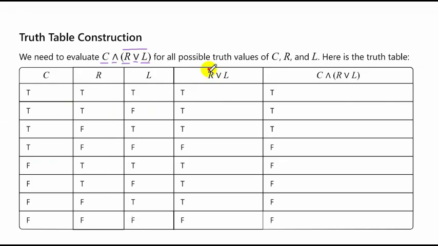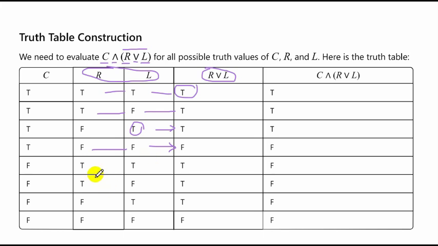Alright, so the OR table will check first. So OR table says either R or L has to be true for the result to be true. So we see R and L both are true, so the result is true. Here only R is true and L is false, yet the result will be true because we said any one of them has to be true. Either R or L has to be true for the result to be true. Here L is true, so the result is true. But when both are false, R and L both are false, then the result will be false.